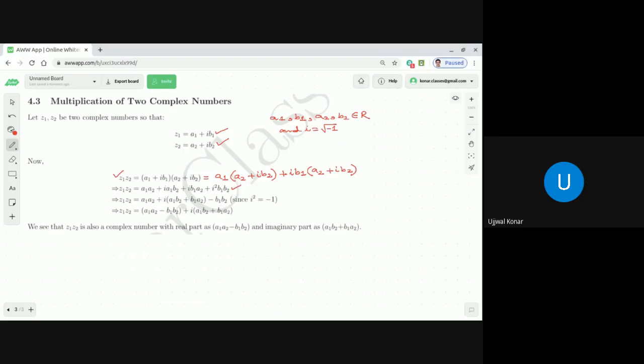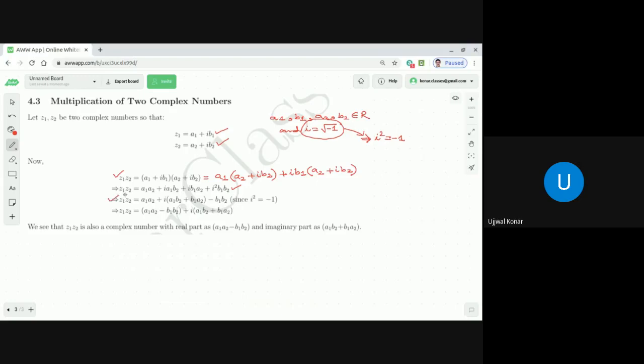After that, let's calculate a little bit. We know what is i square, dear students. i square is equal to minus 1. As i is equal to the square root of minus 1, from here we can say that i square should be equal to minus 1. And that's what we wrote. Instead of i square B1 B2, we wrote minus B1 B2. So this is the step we get.